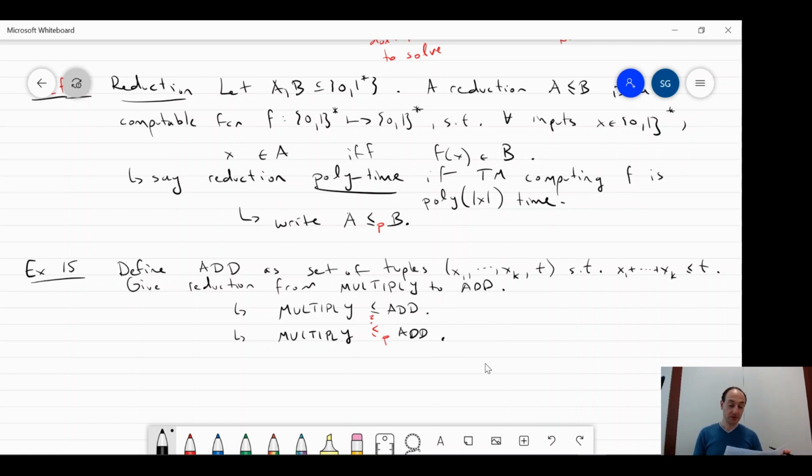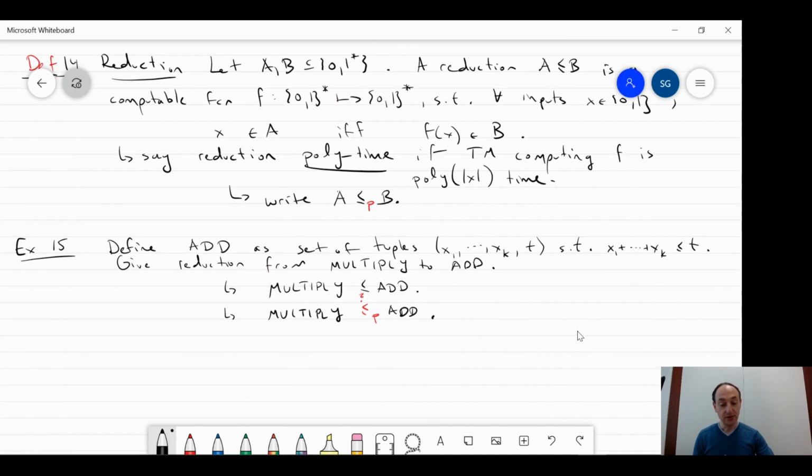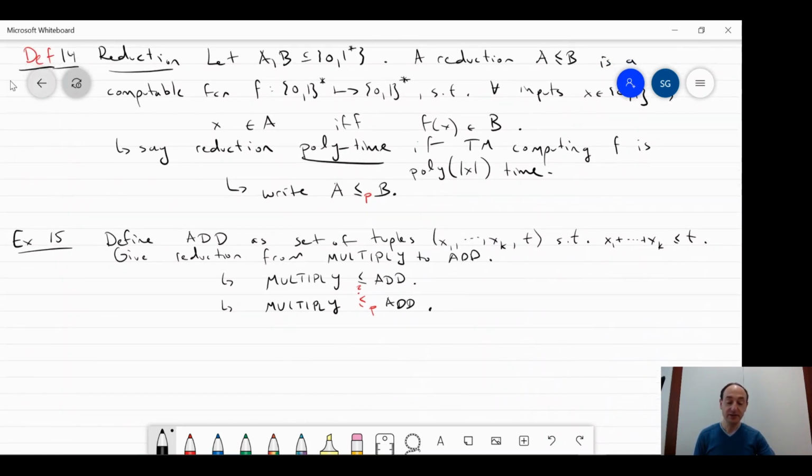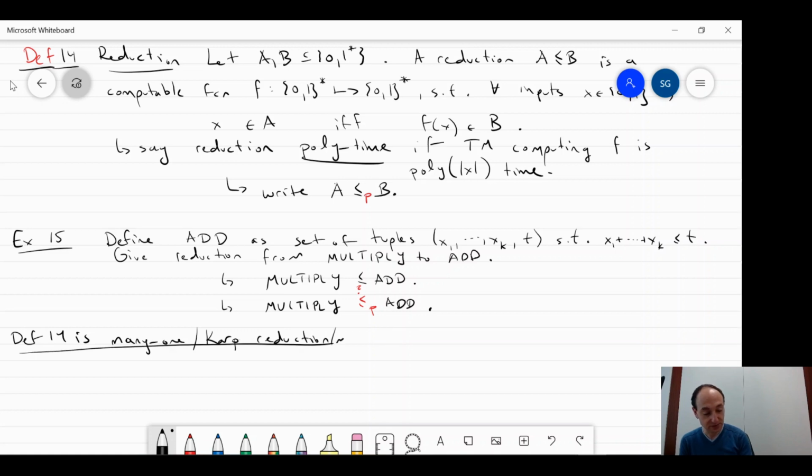Good. So let me very briefly mention something, which is that this definition up here is kind of the most natural, in some sense strictest, definition of a reduction. Definition 14 is what we call a many-one reduction, sometimes called a Karp reduction, especially if you're talking about a polynomial time many-one reduction. Sometimes it's also called a mapping reduction.